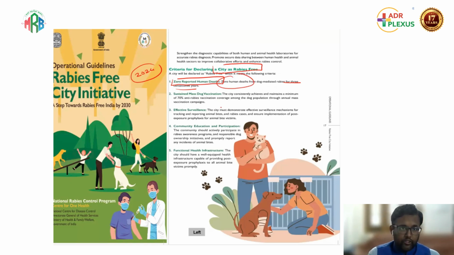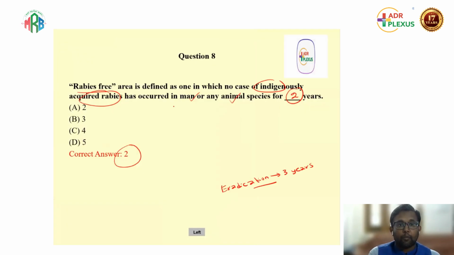But you can see in the question. What is the question about? A rabies-free area. No case. They are only talking about case. So case means no case of indigenous, that is within the country. There is no case for 2 years.